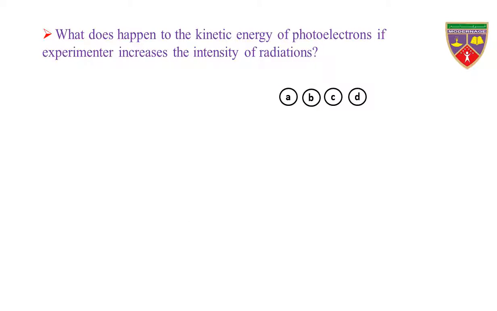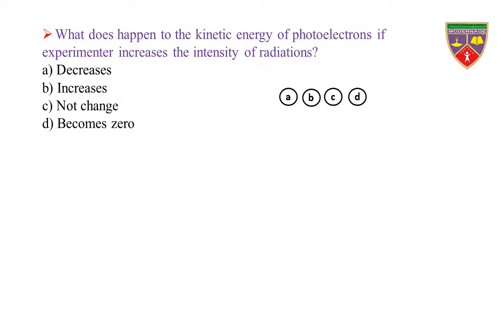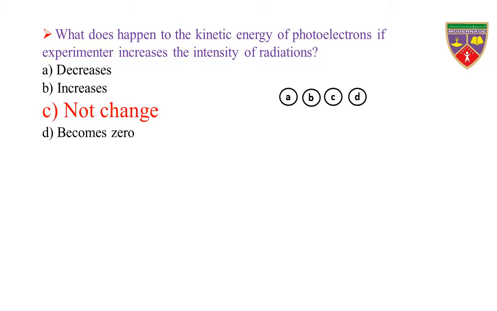What happens to the kinetic energy of photoelectrons if the experimenter increases the intensity of radiations? Option A, decreases; option B, increases; option C, does not change; option D, becomes 0. The key is, does not change. Therefore, the correct option is C.